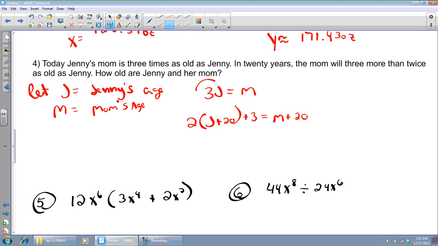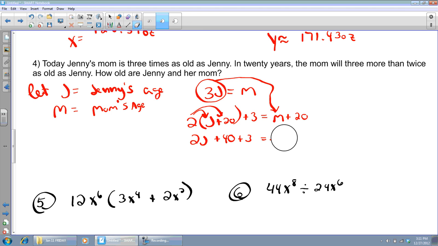Okay. So I'm going to substitute. I'm going to put this in here, and I'm going to distribute here. And so I'm going to get 2J plus 40 plus 3 equals M. No, equals 3J, which you can't read. There we go. Let's try that again. 3J plus 20. Okay, so I'm going to combine those to get 43.